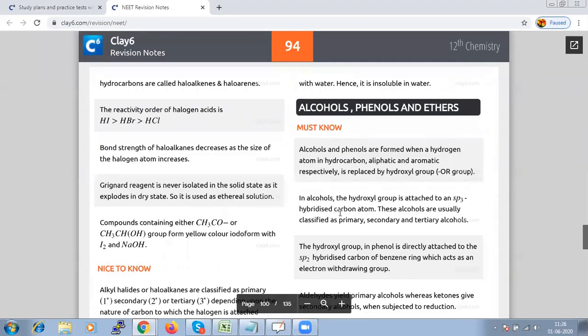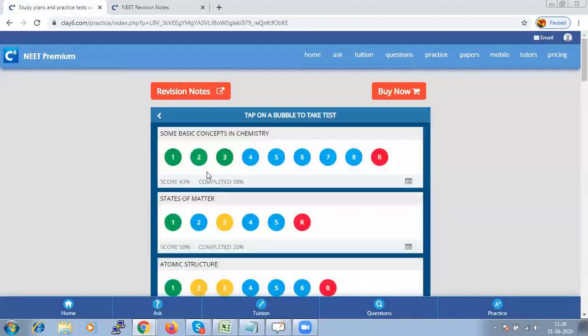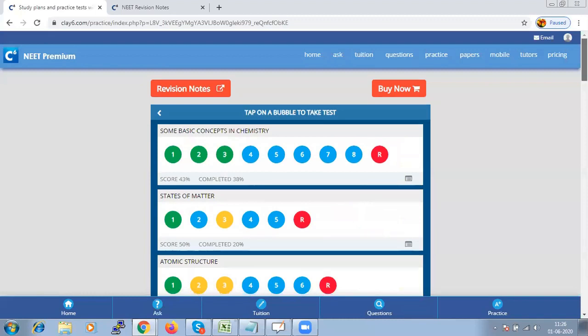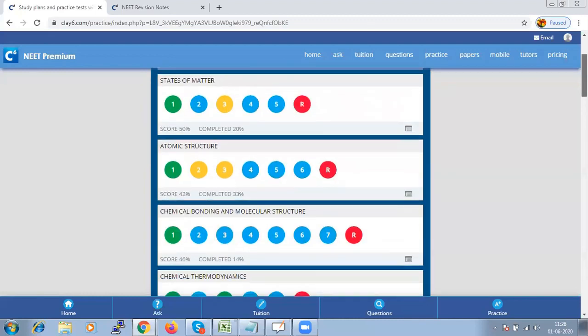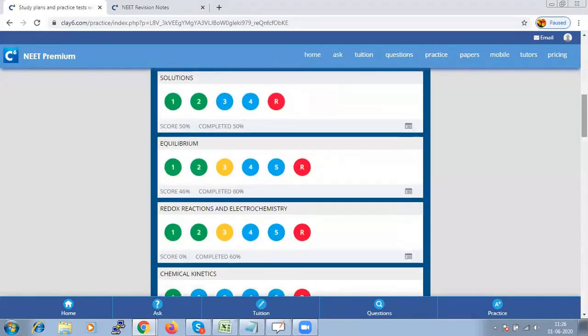Based on this concept, let us try taking a test from this chapter. If you go to the subject chemistry, you have chapter-wise tests here, and for each chapter you have a different number of tests, prepared based on the importance of the chapter. If you look at the bubbles, each bubble represents a test. A green bubble indicates that the test is already completed.